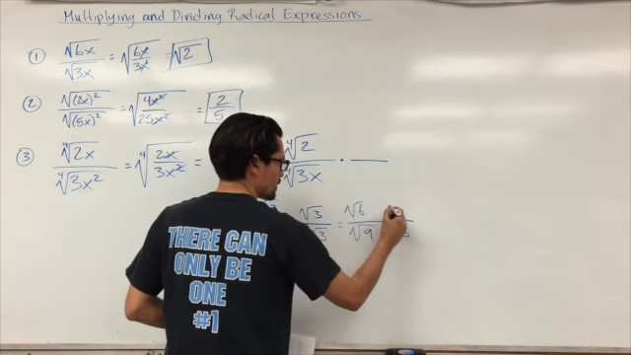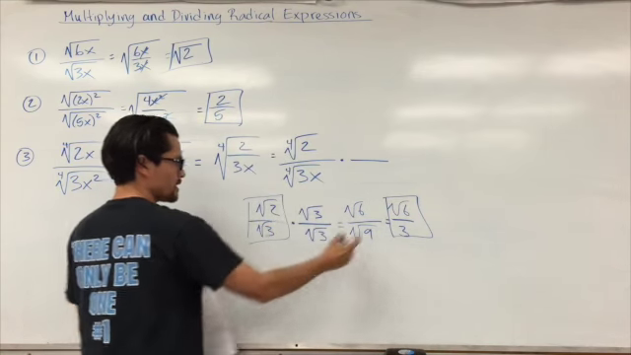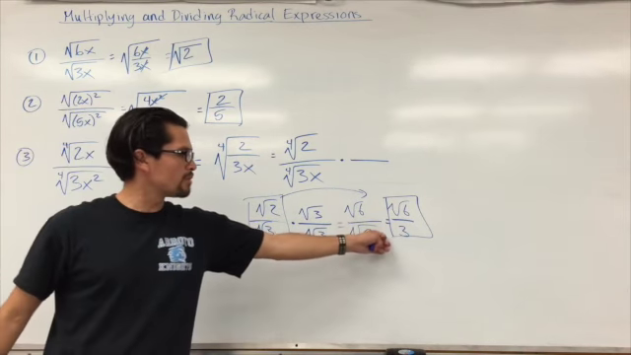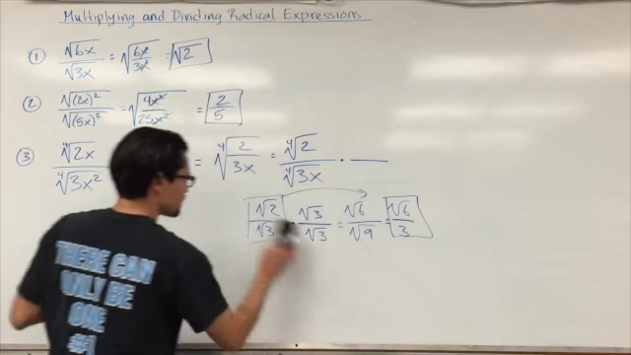Radical 6, which cannot be simplified. So that would be my final answer. This is the same as this. They're the exact same thing, they're equivalent, except this one is simplified because there is no radical in the denominator. Okay? Let's show you one more before we get to that one.